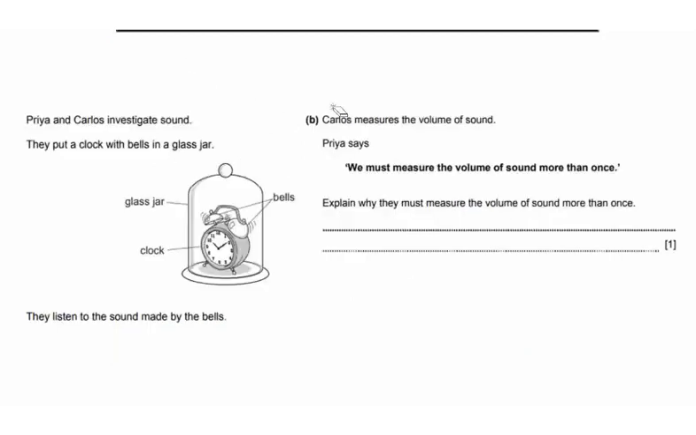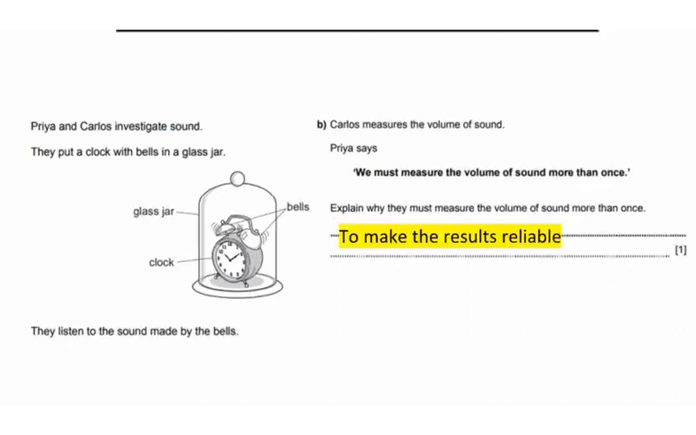Question B. Carlos measures the volume of sound. Priya says, we must measure the volume of sound more than once. Explain why they must measure the volume of sound more than once. Well, the answer is to make the results reliable.